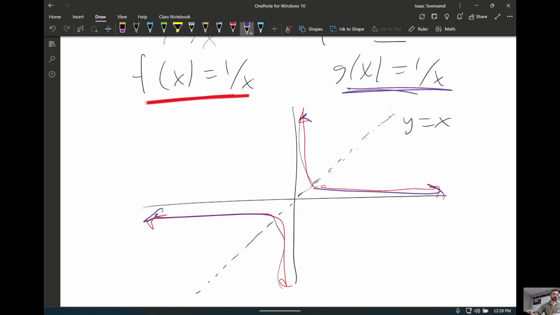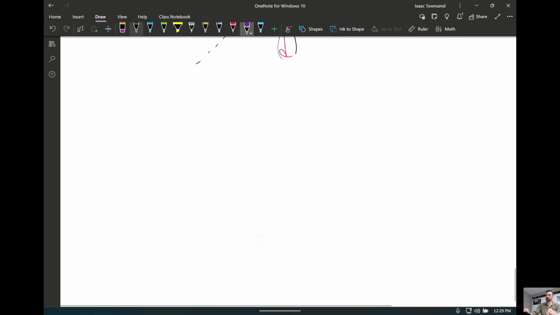Okay, is that enough for 29? Yeah. Any others you guys have ready to go? Yeah. 39. 39? Try to sketch this graph first.